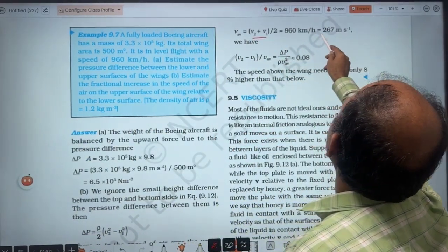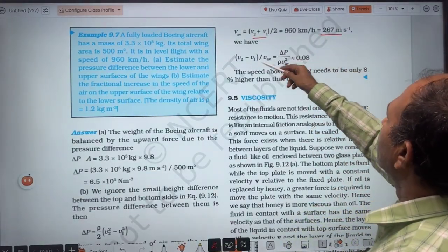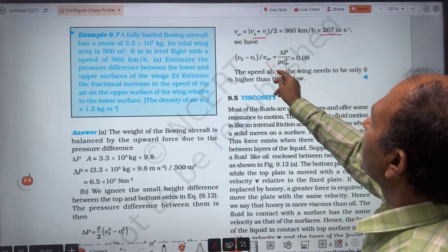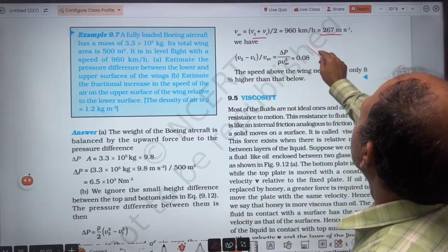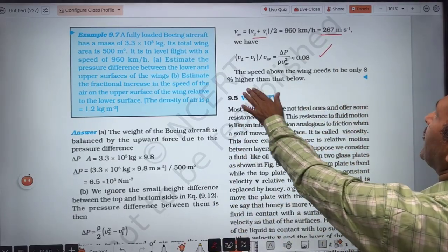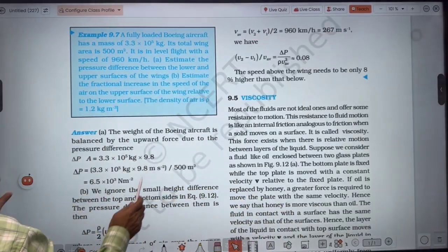So this comes out to be 267 meter per second. You know how to convert kilometer per hour into meter per second. So we can put the values: V2 minus V1 divided by V average. V average we have taken from there to that side. So we get this value. The speed above the wing needs to be only 8% higher than that below. I think you have understood.